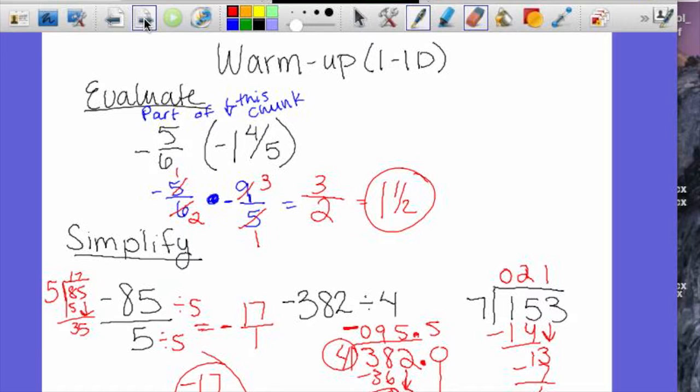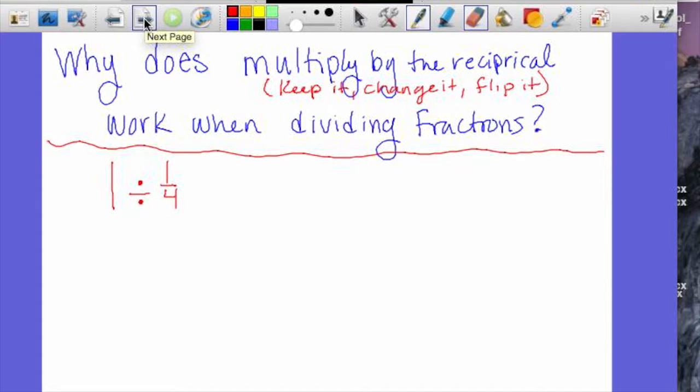Okay. So reviewing division, we actually multiply when we're doing dividing. So why does multiplying by the reciprocal work when dividing fractions? Is it magic? I think not. So why do we keep it, change it, flip it? Why does that work? So I'm going to show you 2 different problems. The why it works is better when I use one whole divided by 1/4. It's easier to see. So I'm going to draw my picture.